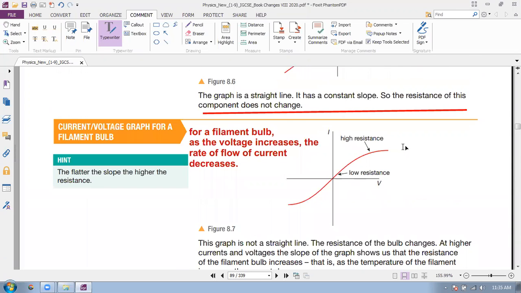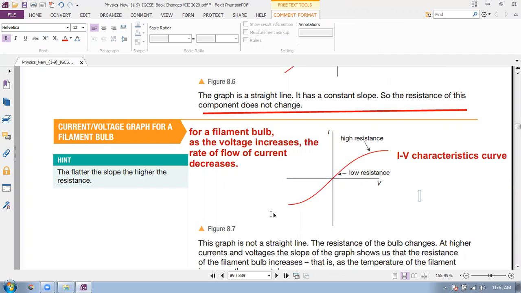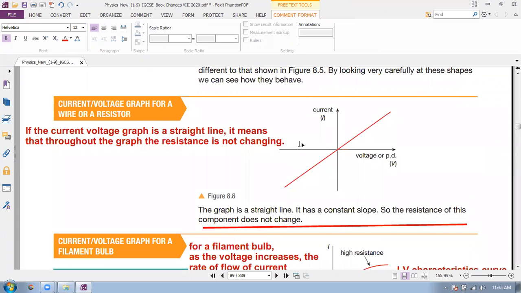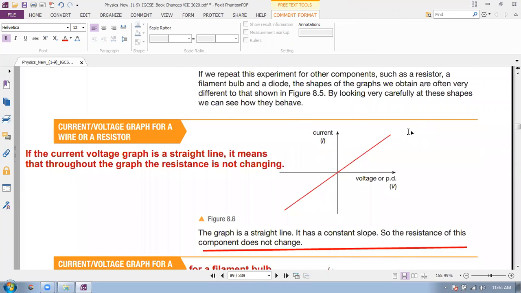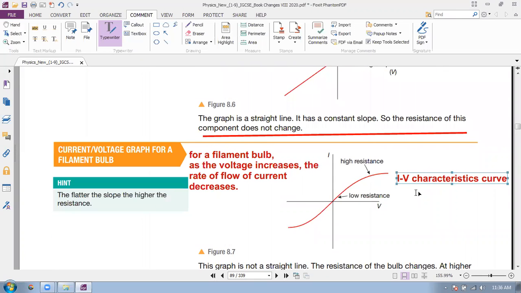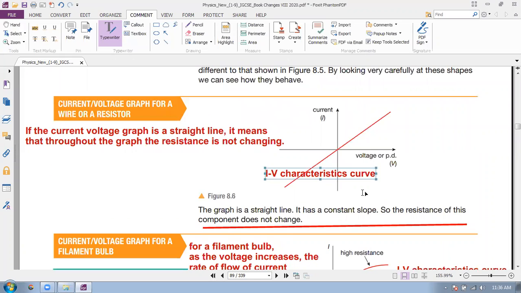This is the IV characteristics curve for a filament lamp or filament bulb. This is the IV characteristics curve for a piece of wire.